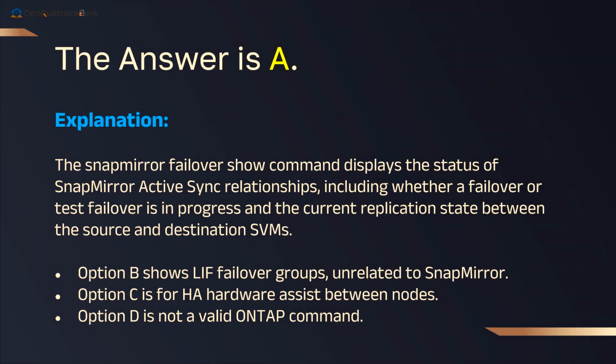The answer is A. The snapmirror failover show command displays the status of SnapMirror active sync relationships, including whether a failover or test failover is in progress and the current replication state between the source and destination SVMs. Option B shows failover groups, unrelated to SnapMirror. Option C is for hardware assist between nodes. Option D is not a valid ONTAP command.